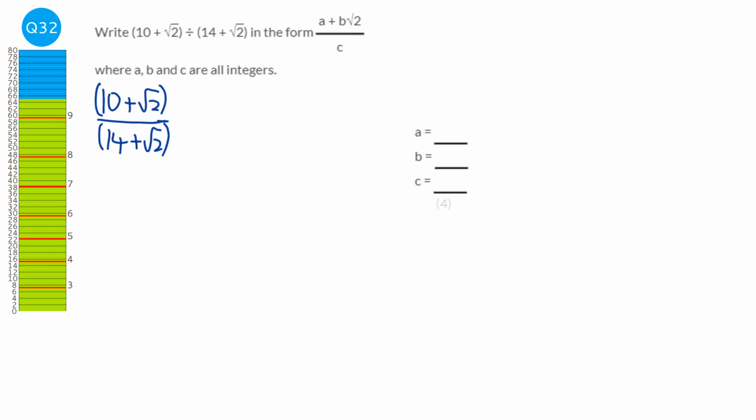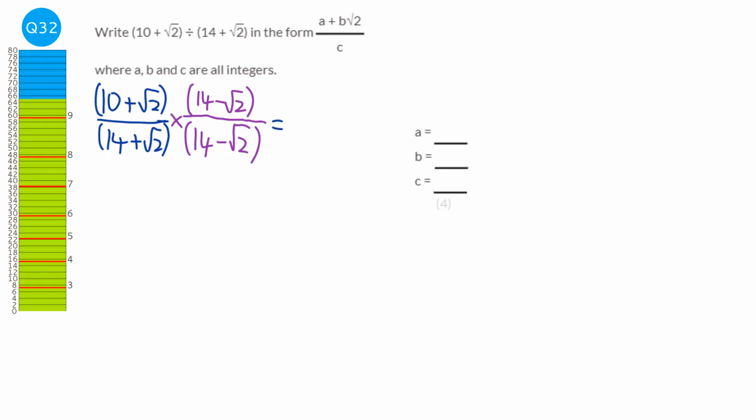Now, when you have two terms, including a surd at the bottom, we need to do something a bit special with this. And the thing we do is we times it by the opposite bracket. And what I mean by that is if it's 14 plus root 2, we times it by 14 minus root 2. And we've got to do the same to the top. And the reason for that is essentially here all we're doing is we're timesing it by 1, because 14 minus root 2 over 14 minus root 2 is just 1. So we're timesing it by 1, so we're not changing the fraction at all.